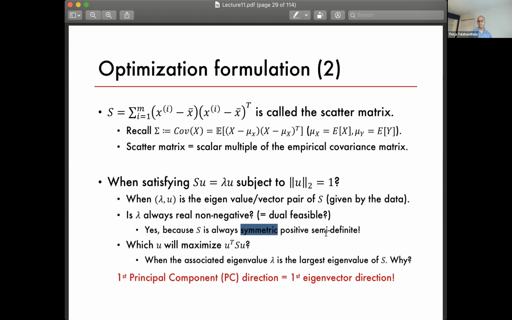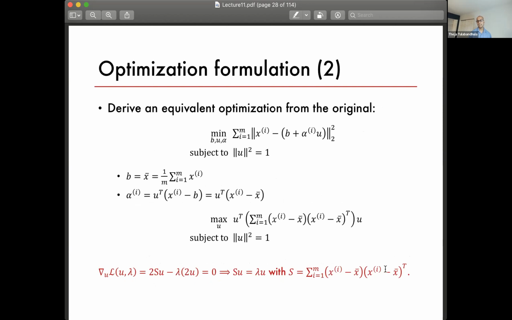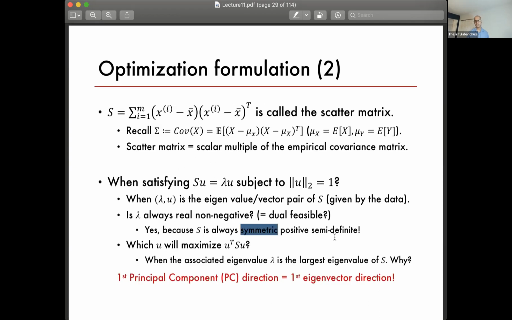Okay. If you want to check why S is not just symmetric but also positive semi-definite, you can just look at the definition of S. S is like this. From this expression, you can actually make out that all its eigenvalues are going to be real valued, and they're going to be positive, or non-negative. We are not going to look at that detail right now. But lambda happens to be real and non-negative.